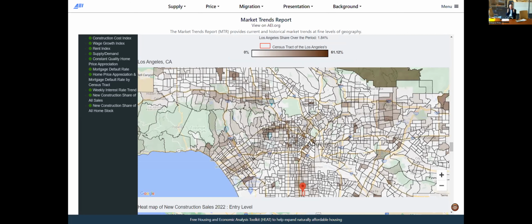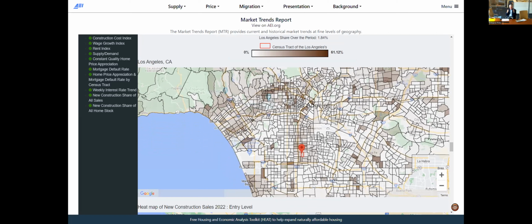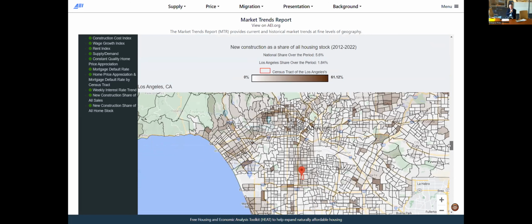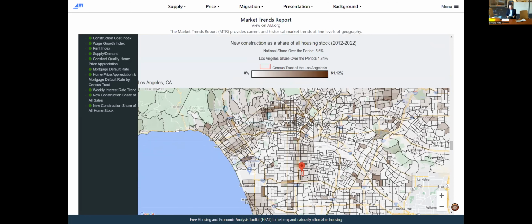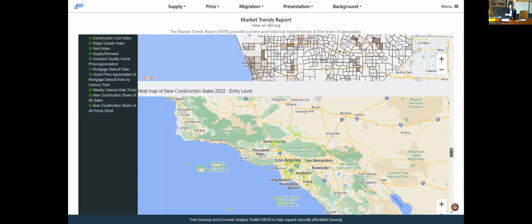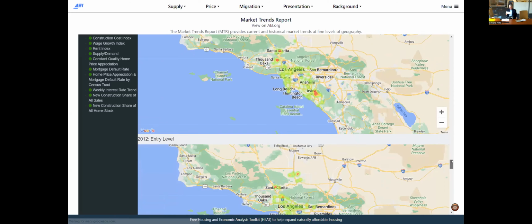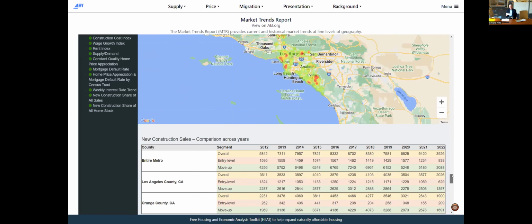And you see there's very little new construction in Los Angeles. This is the period of 2012 to 2022. We sort of saw that in the heat maps earlier, but now we're down at a very granular level, census tract. And you can look up any census tract that you want. If you continue scrolling down, you'll see some other heat maps like the ones we've already seen, and you'll eventually get to a comparison across years of building.